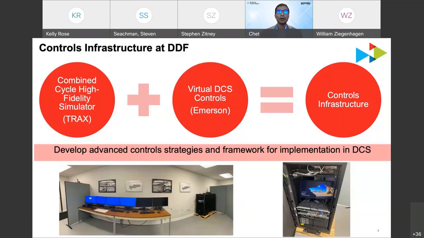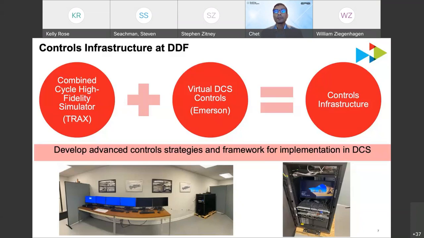And then we want to evaluate these advanced controls, see what type of challenges we would have in implementing these advanced controls. And once we have a solution for these challenges, we can implement these solutions in the real DCS system. So the purpose of the simulator would be to develop advanced control strategies for implementation in DCS. By having this infrastructure, we believe that we can reduce the time of implementing advanced controls in the real power plant.